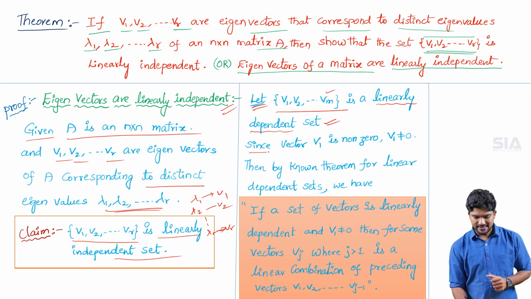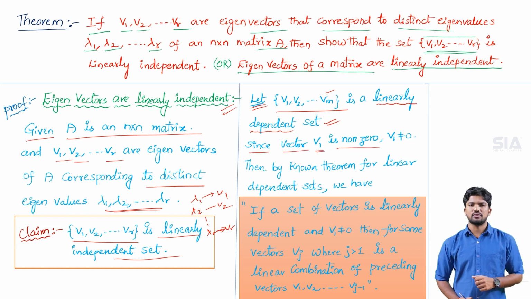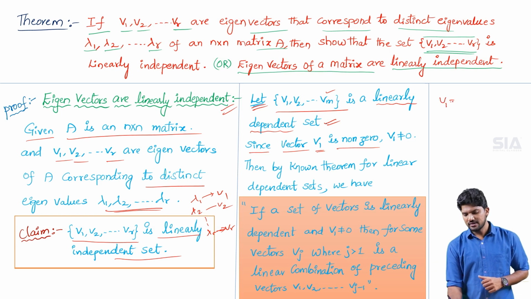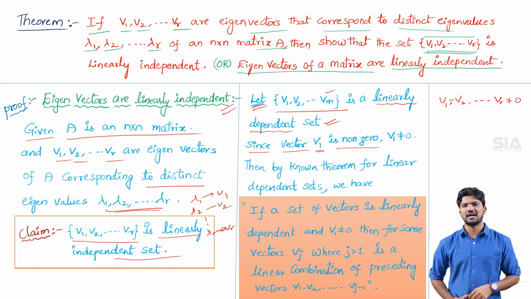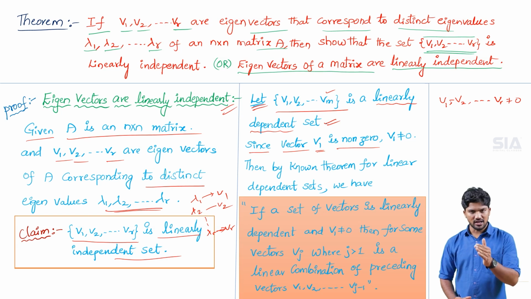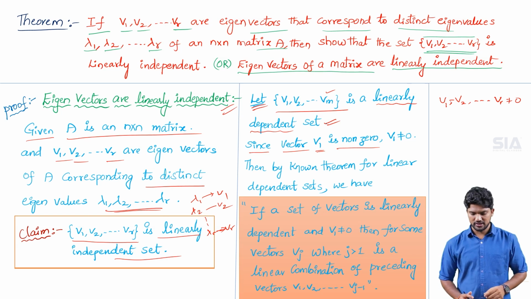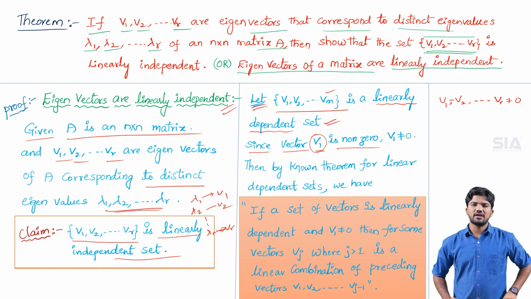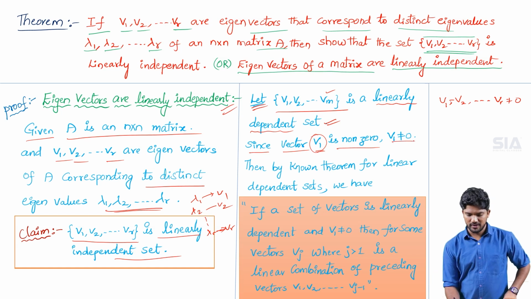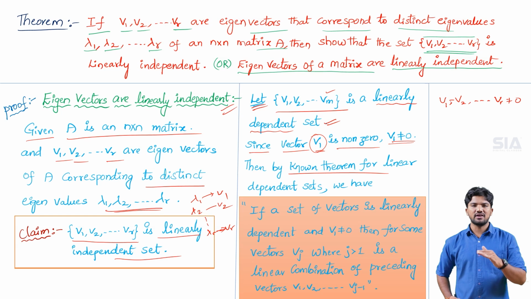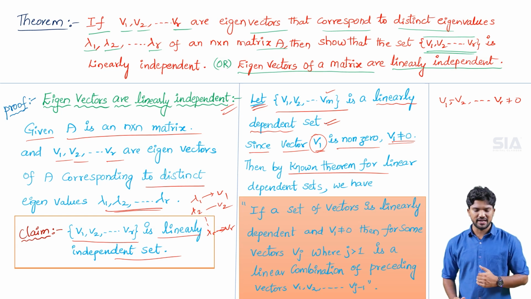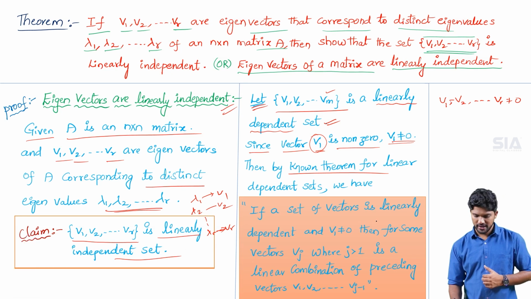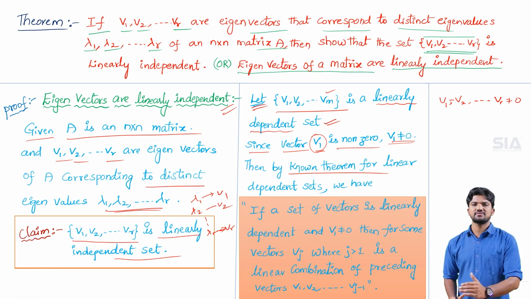Since the vector v suffix 1 is non-zero, why? Because each and every vector here is an eigenvector, and you know very well all eigenvectors are non-zero: v1, v2, and so on up to v suffix r. So, since the first eigenvector v1 is non-zero, that is v1 not equal to 0, then by one of the known theorems for linearly dependent sets, or from the properties of linearly dependent sets, we can state this theorem.